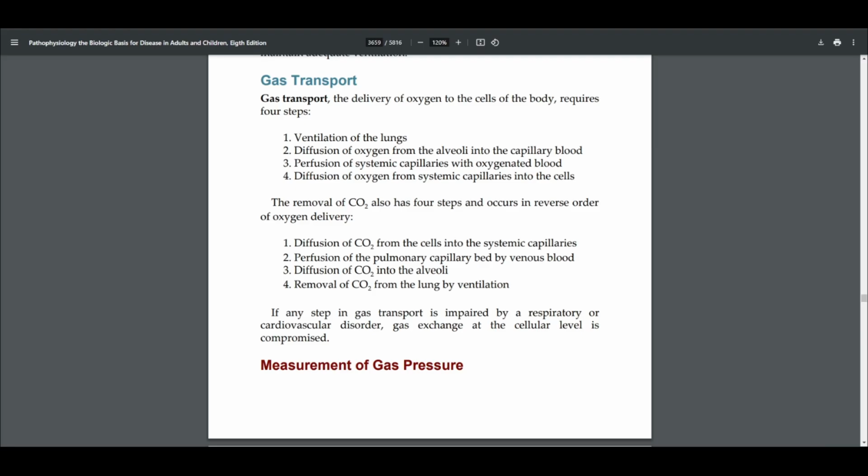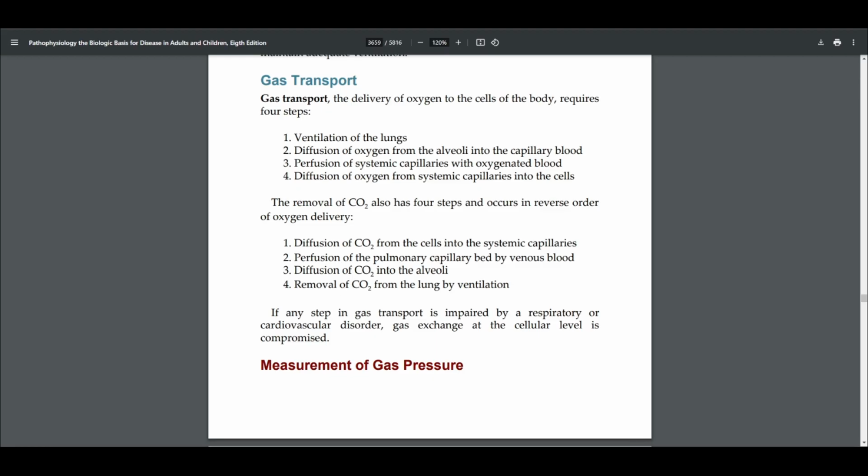The delivery of oxygen to the cells of the body requires 4 steps: ventilation of the lungs, diffusion of oxygen from the alveoli into the capillary blood, perfusion of the systemic capillaries with oxygenated blood, and diffusion of oxygen from the systemic capillaries to its cells.